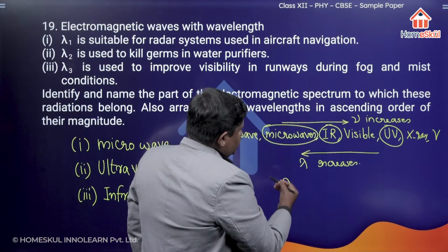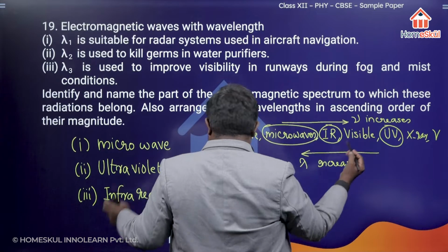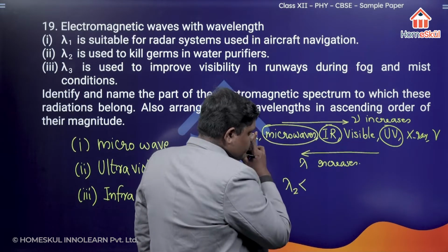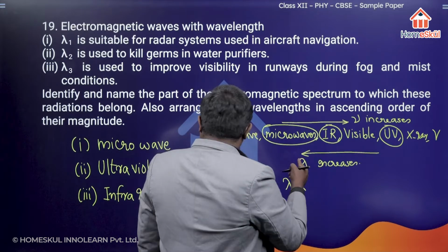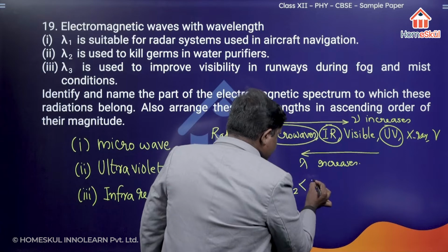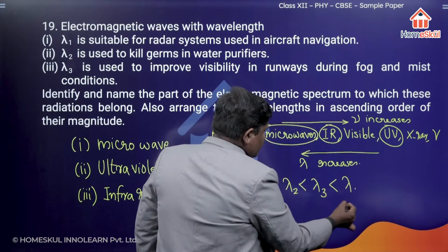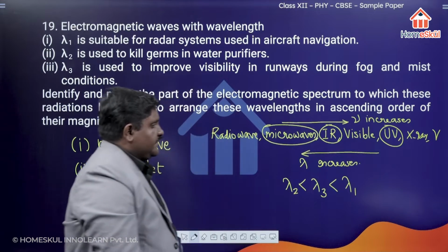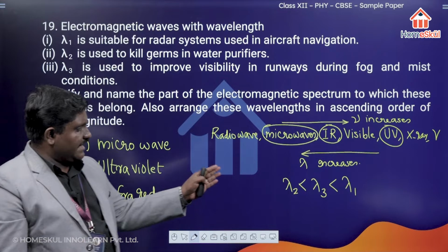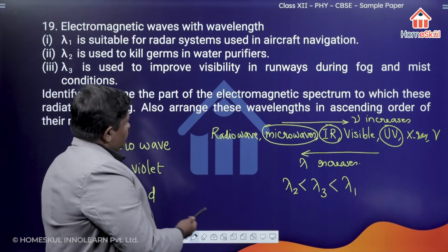So here UV is the second one, that is lambda 2 is less than the next one, IR, that is lambda 3, which is less than lambda 1. So this is the order: lambda 2 less than lambda 3 less than lambda 1. Clear?